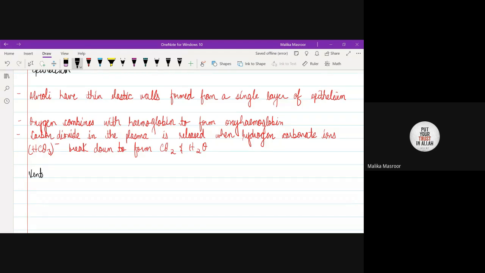Now we have a discussion of ventilation of lungs. Lungs basically have no muscle fiber and they expand and contract by the movement of ribs and diaphragm. So firstly, what is the diaphragm? And then we'll talk about inhalation and exhalation.